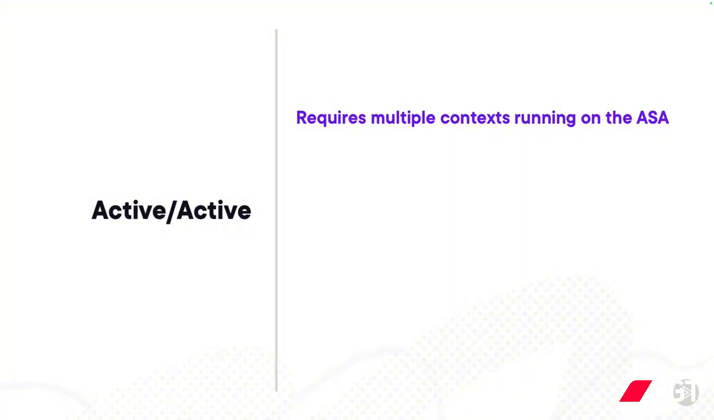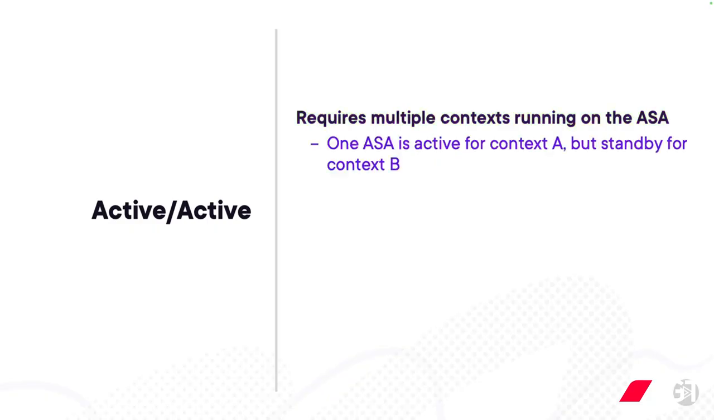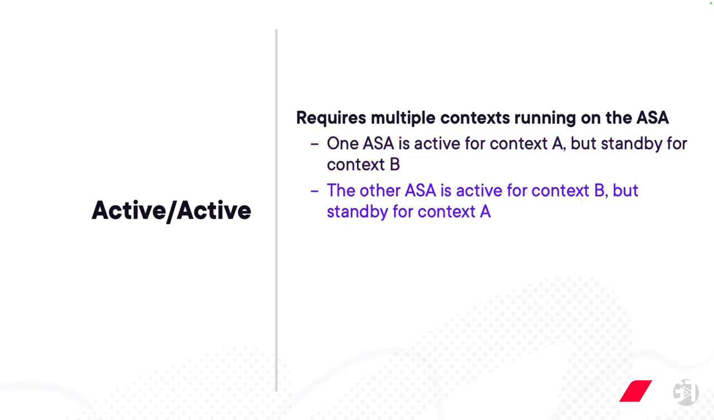Active-active high availability requires the use of different device contexts on the ASA. So this is where the ASA is logically split up to have different functions, rules, and routing domains running on the same physical box. Active-active HA configuration is a little misleading. Sure, both ASAs are active, but only one ASA is active for a context, while the other ASA is a standby on that same context, and then those roles are reversed for the opposite context.